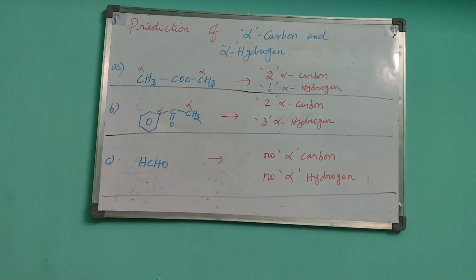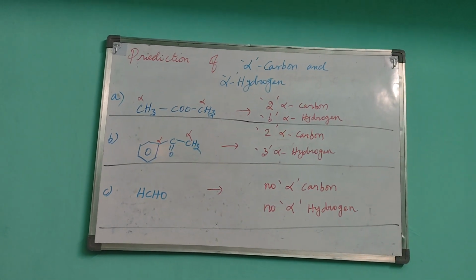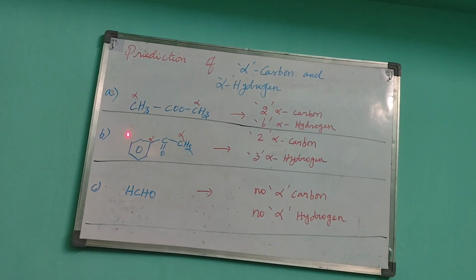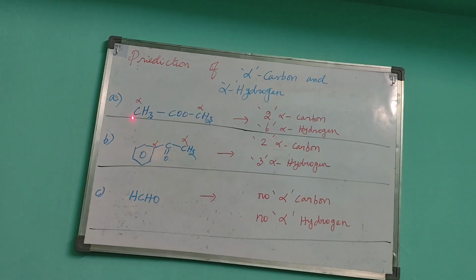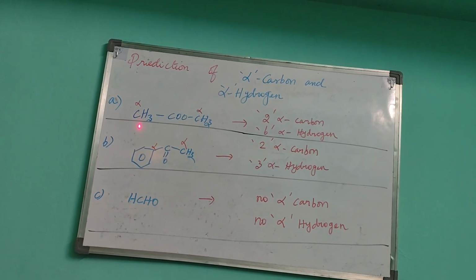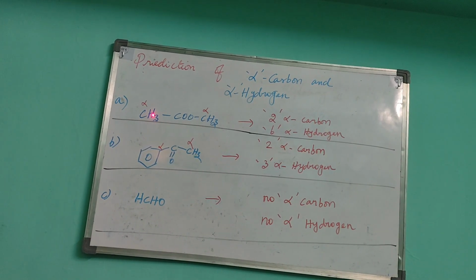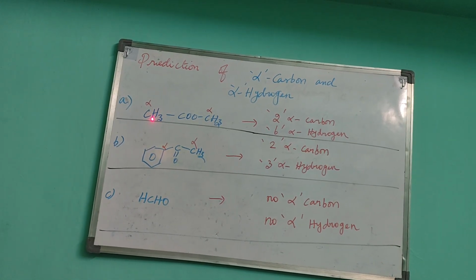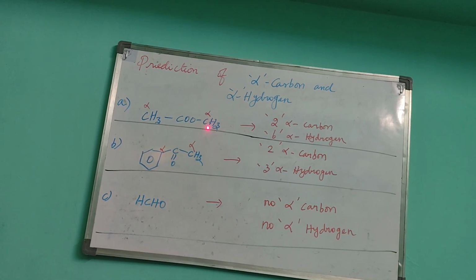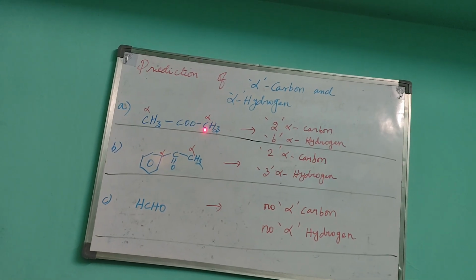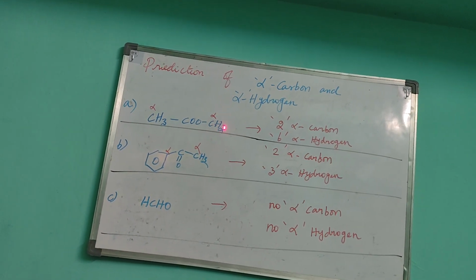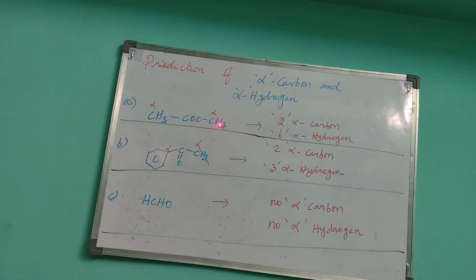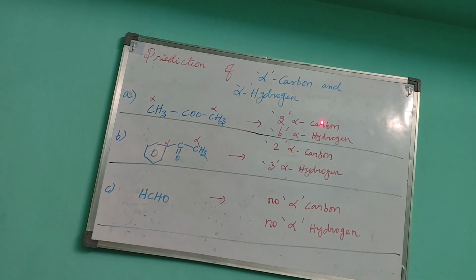So coming to the alpha hydrogen, the hydrogen which is directly attached to the alpha carbon is termed alpha hydrogen. So as I said earlier, this is an alpha carbon. So these three hydrogens which are directly attached to the alpha carbon are alpha hydrogens. Repeating the same, this alpha carbon contains three hydrogens. Therefore these three hydrogens are also classified as alpha hydrogens. Total 3 plus 3, 6 alpha hydrogens.